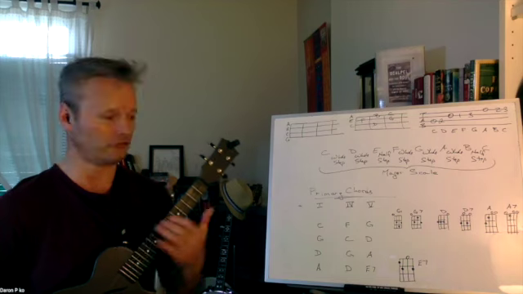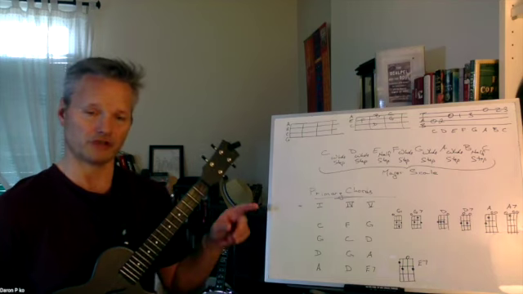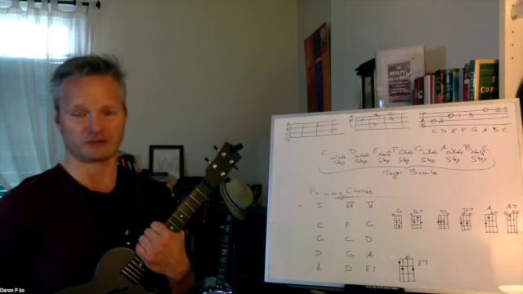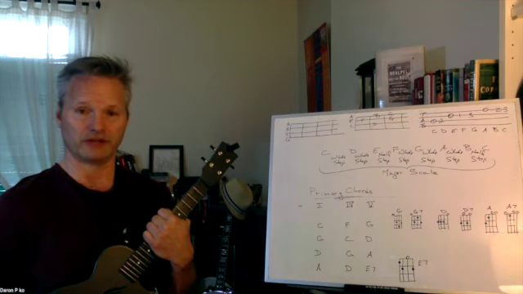So practice a 1, 4, 5 in each key. Move into the next key. You can borrow chords from one key to the other. We'll have systems for doing that later on. And you can also throw in the minor chords that you know. We've got D minors and A minors so far.